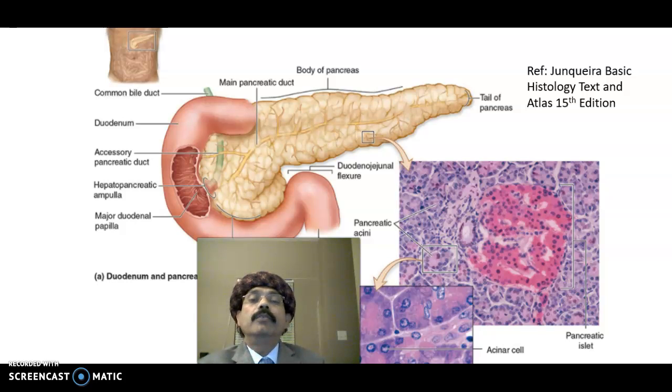Today I will discuss the histology of the pancreas. The pancreas is a mixed gland. It has an exocrine part and an endocrine part.